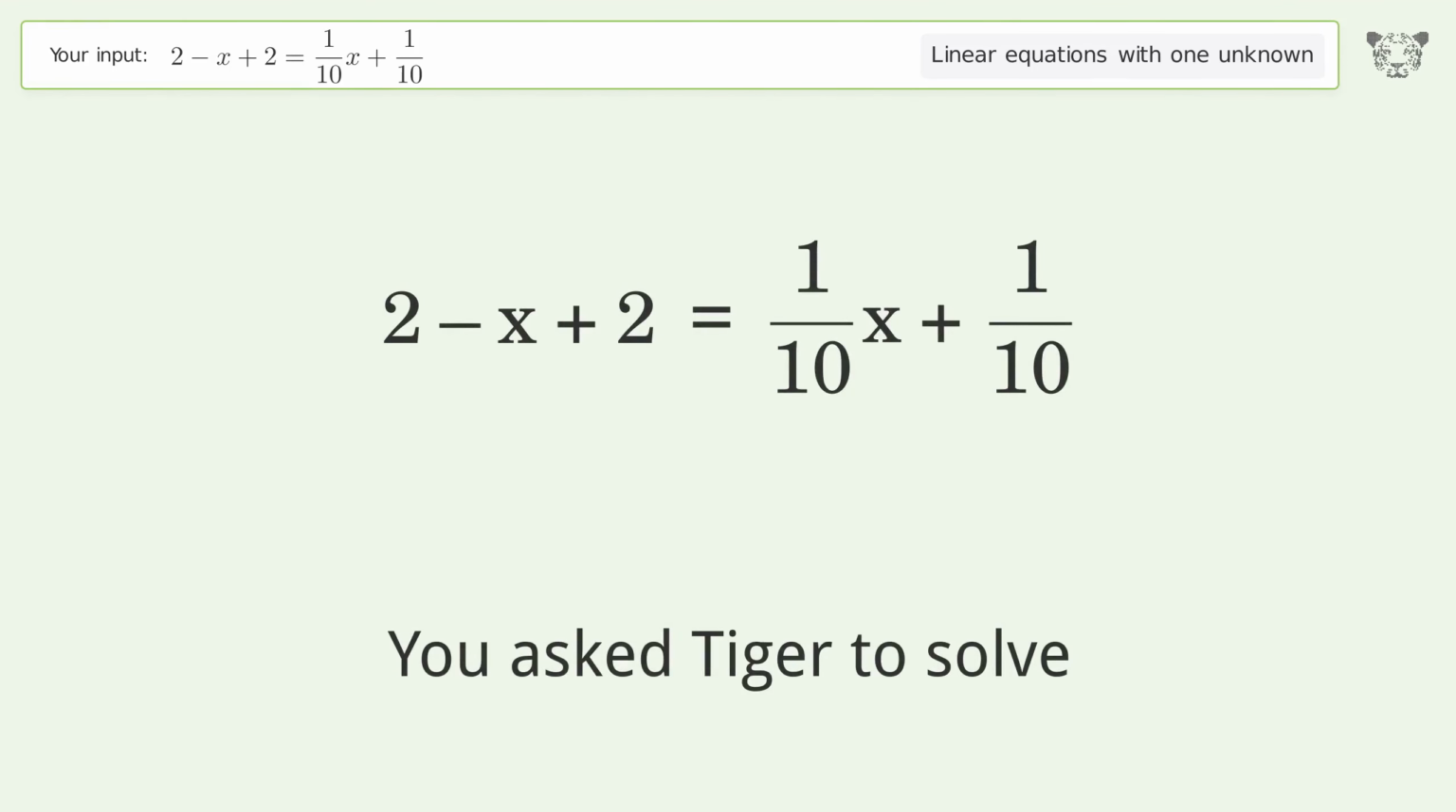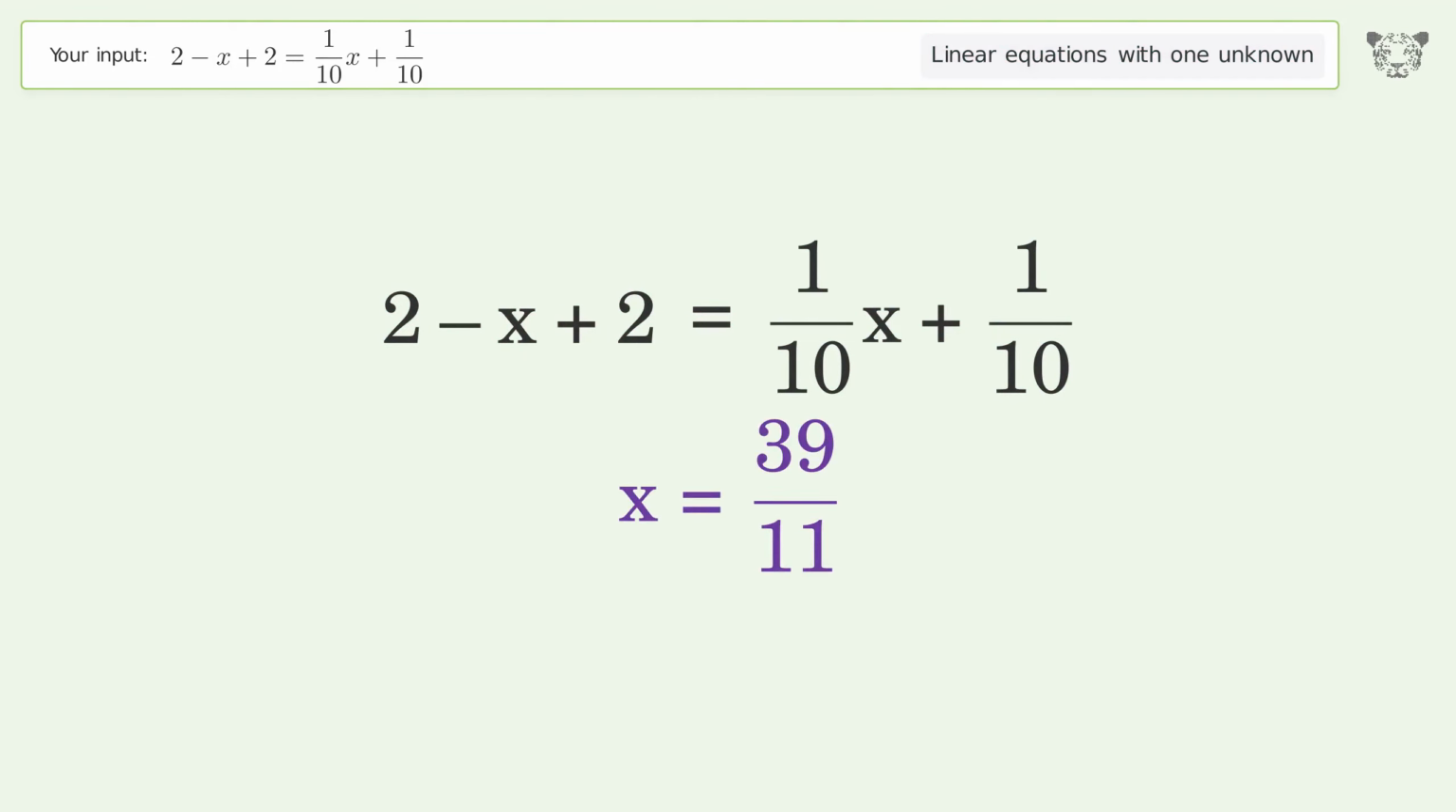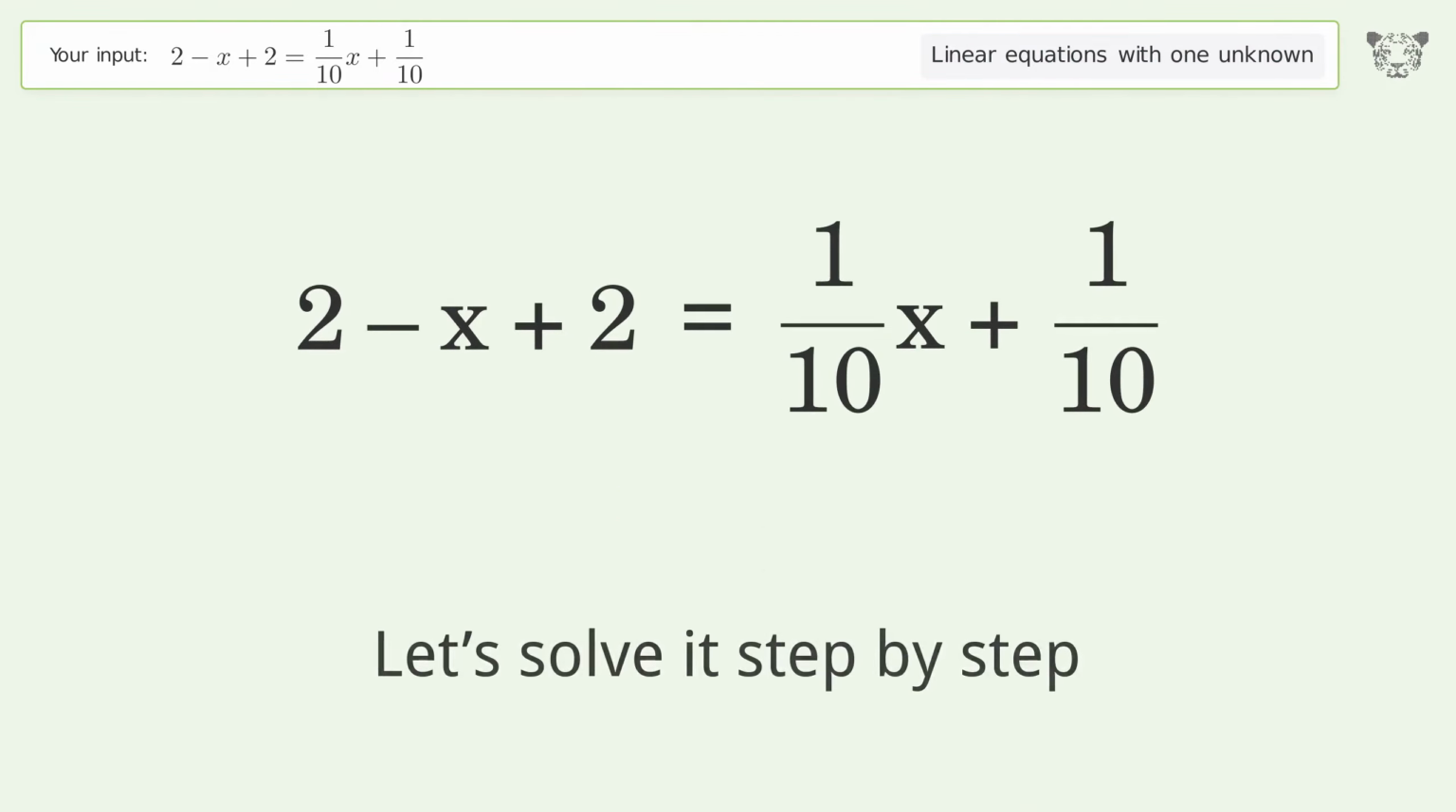You ask Tiger to solve. This deals with linear equations with one unknown. The final result is x equals 39/11. Let's solve it step by step.